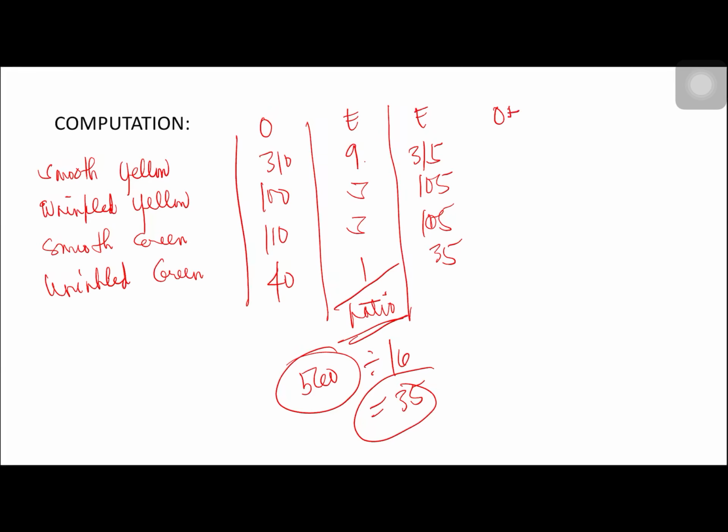Next is to get the difference between the observed and the expected frequencies. We have 310 minus 315, that is negative 5. 100 minus 105, that is negative 5. 110 minus 105 is 5. 40 minus 35 is 5.